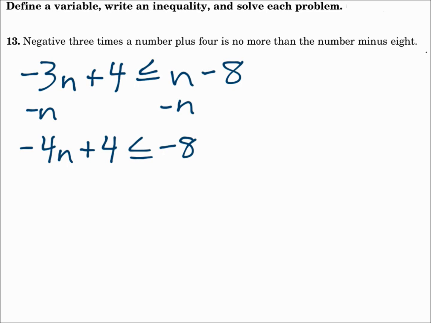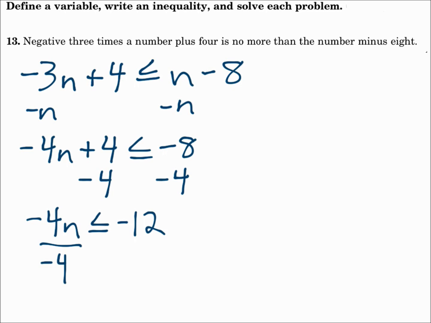Still adding and subtracting, I have a 4 over there added to the n's. Do the opposite and subtract those. They cancel on the left. Negative 8 minus 4 is negative 12. And now divide both sides by negative 4.